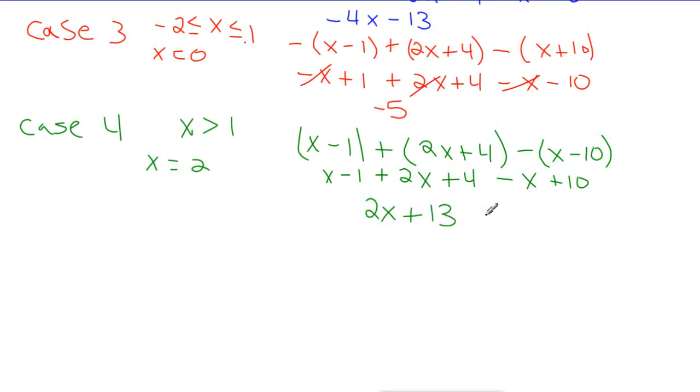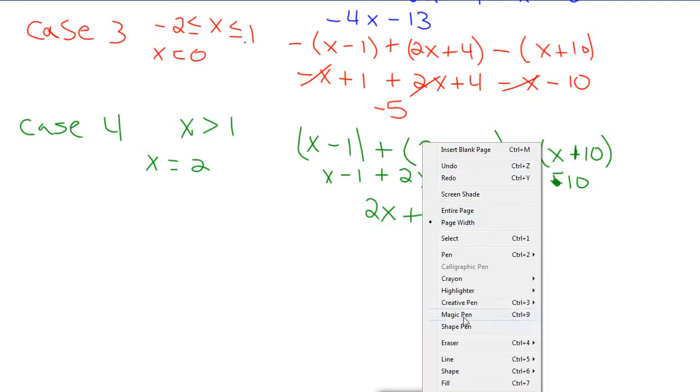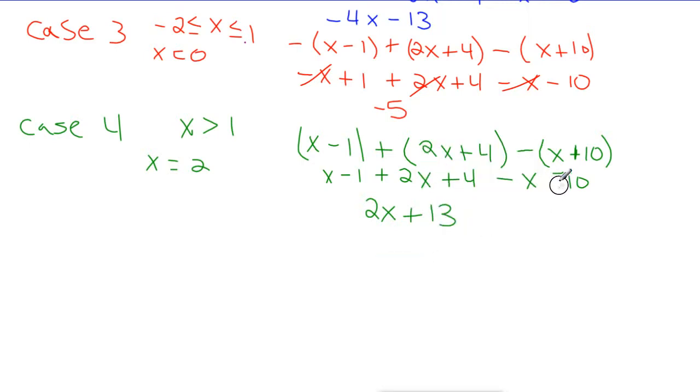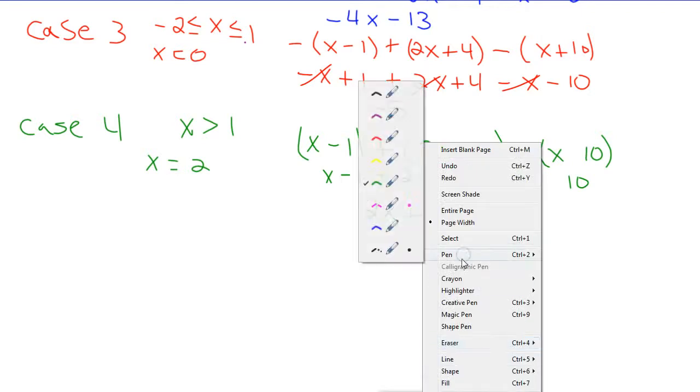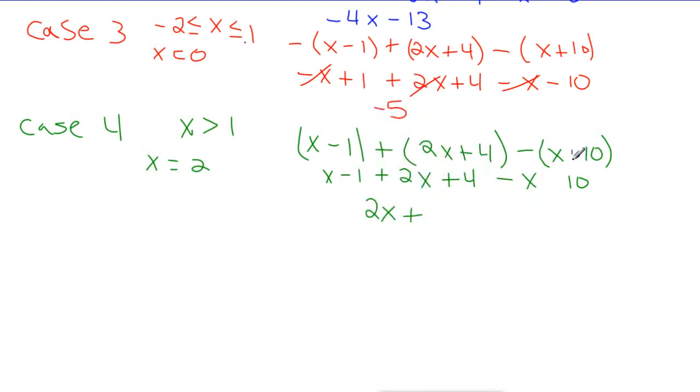Oh, wait. I just realized I made a mistake here. This actually should have been a plus 10, so that would make this a minus 10. So this is going to change this a little bit. You know what? I want to erase that. Okay, so let's just erase this. We can redo this. Okay, so let's fix that here. Sorry about that. Alright, so this was a plus 10, which makes that a minus 10. So then if we add the numbers, negative 1 plus 4 is 3, and 3 minus 10 is going to be a negative 7. So plus negative 7, so that's just 2x minus 7.